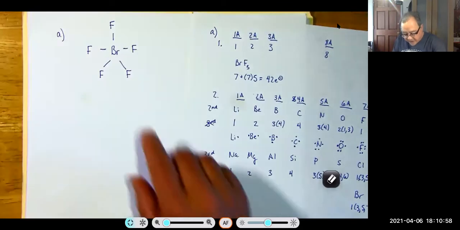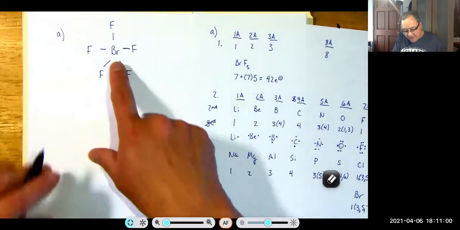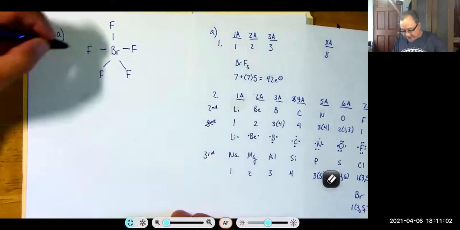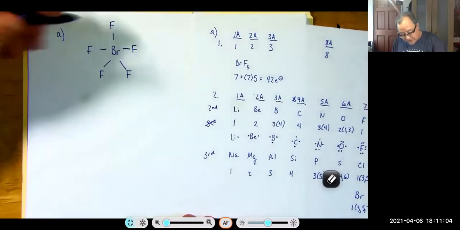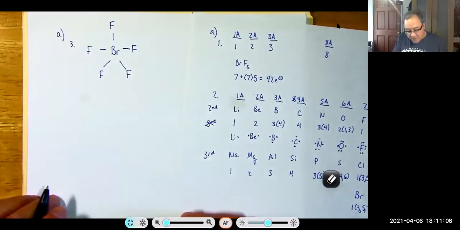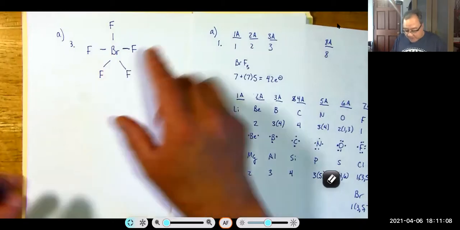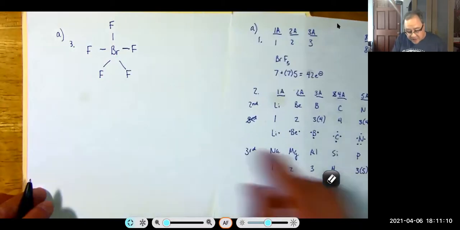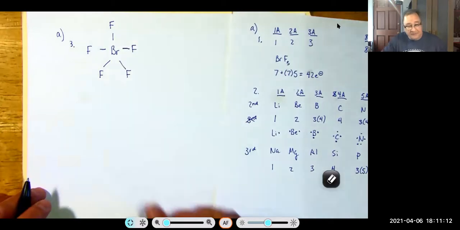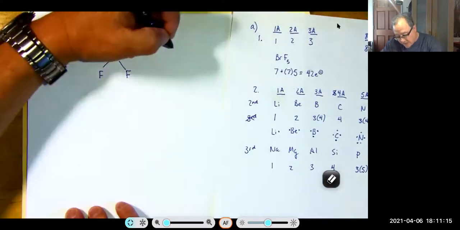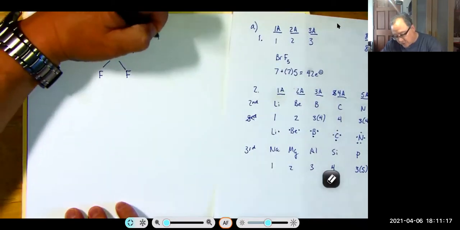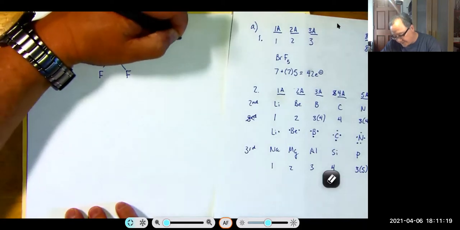And what you see is a line between each bromine and fluorine. So this is the second step, or the third step, I should say. We've decided bromine is going to be the central atom. The third step is, okay, we'll make it the central and put a single bond between it and the other atoms. The single bond is 2 valence electrons.